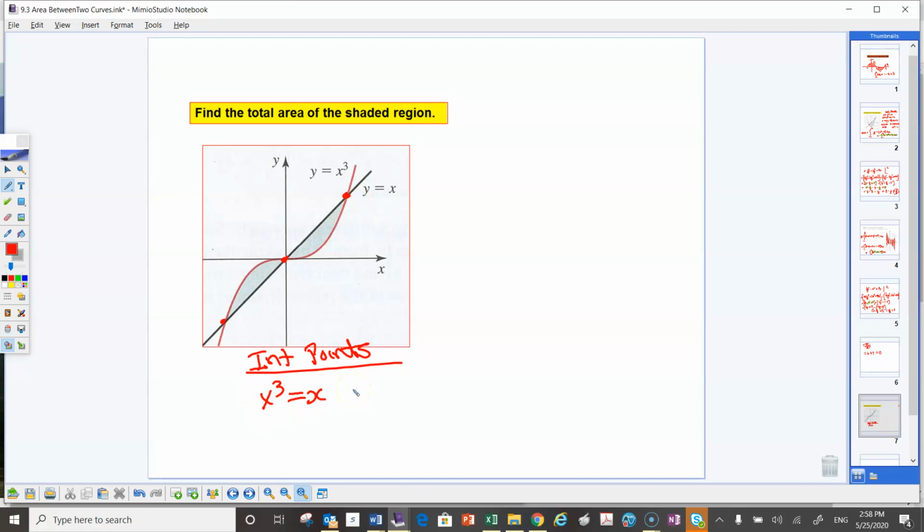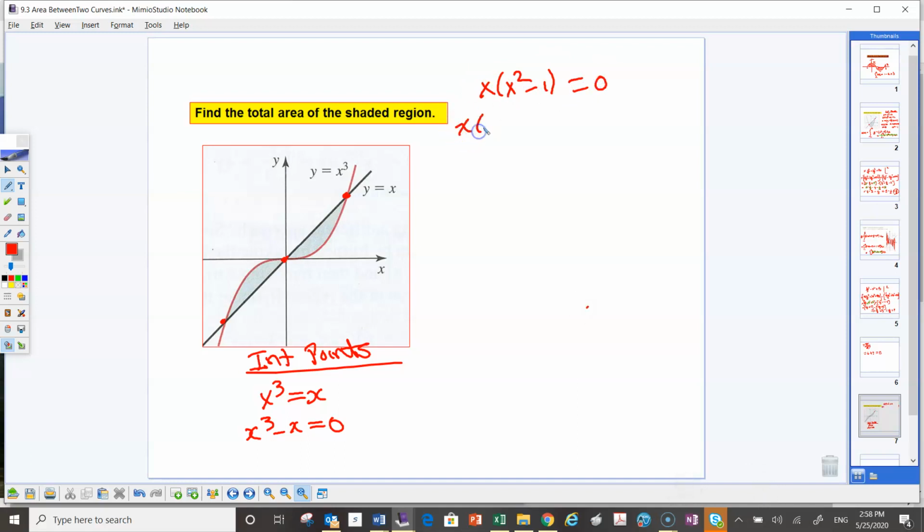Now, one of the things people want to do is divide through by an x and get x squared equals 1, but then they lose one of their solutions. So when you're solving, you want to subtract the x over and make it equal 0. So if I factor an x out, I get x squared minus 1 equals 0. And now x squared minus 1 can be factored as a difference of squares.